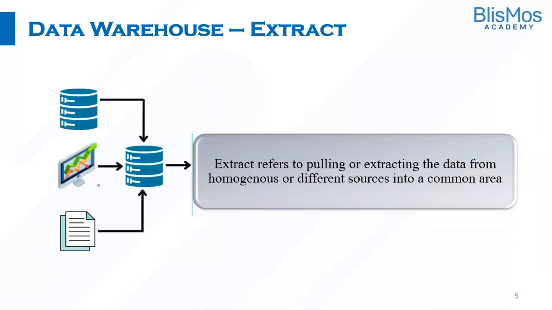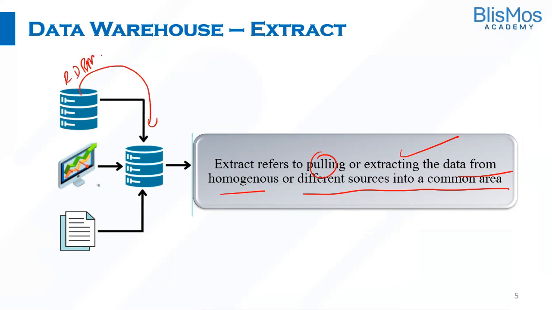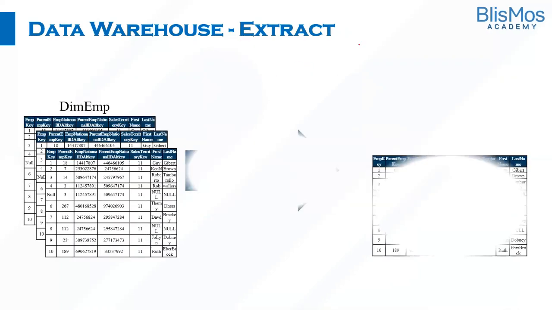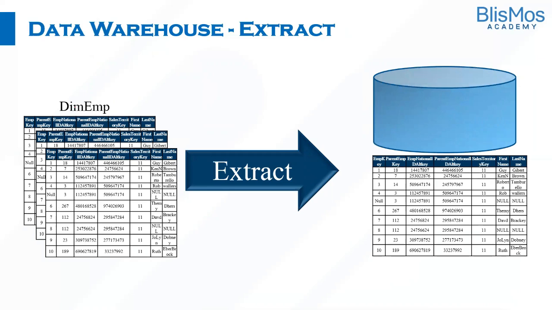As we discussed, the data in the data warehouse is subject oriented, time variant, and non-volatile. In extract, we are pulling or extracting the data from homogeneous or heterogeneous sources into a common area. Here you can see we're getting the data from RDBMS systems, which can be Oracle, MySQL, and many more. And we are pulling the data from applications also, and from files also, into a common area. We also call this common area a staging area. So we are getting the data from multiple sources, like tables, files, anything, into a common area called the staging area.